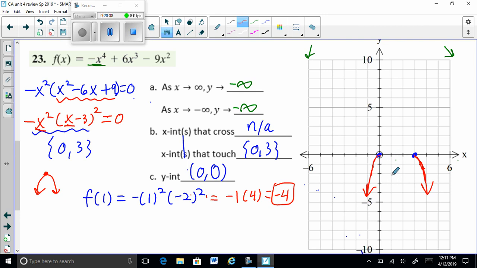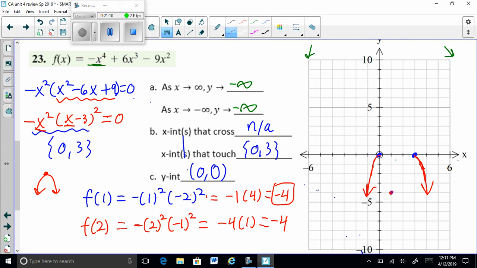Let's switch colors on that. So negative 4 right down. Okay, so now let's do f of 2. Let's see what we get for f of 2. So you'll have negative, and then you do the 2 squared. And then 2 take away 3 is negative 1. So you get negative 1 squared. So you end up getting negative 4 times 1. You actually get a negative 4 again.